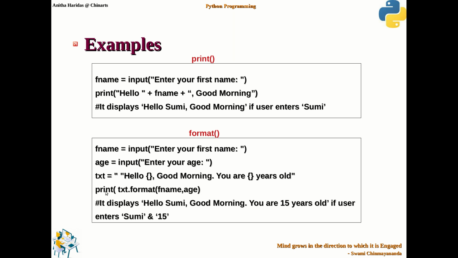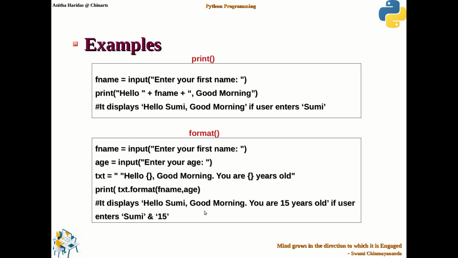So this is how I am going to use the print function. In the print function, instead of giving it directly, I use the format method, and for the format method I specify the string. This string dot format will take two arguments. Why is it taking two arguments? Because I am having two placeholders here. For the first placeholder, it will take the value of f name. For the second placeholder, it will take the value of age.